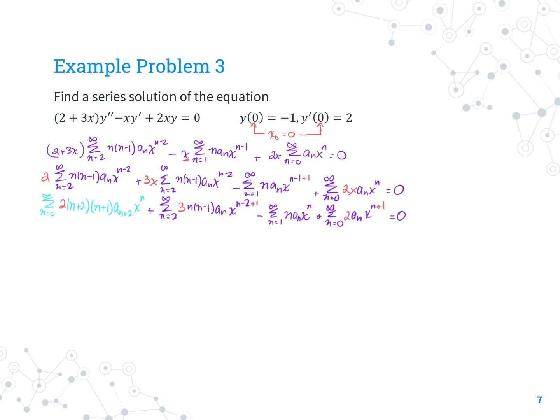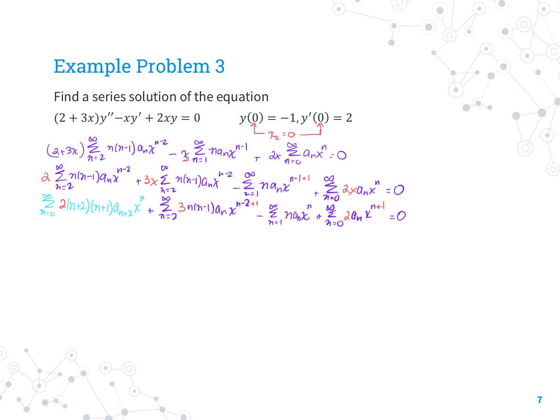So our first one is ready to go. It is the sum from n equals 0 to infinity of 2, n plus 2, n plus 1, a sub n plus 2, x to the n. It's already at an x to the n. We may have to pull out some terms later, but for now, that one is okay. Our third summation, already at x to the n. So where we're going to run into problems is when we look at the second one, which is going to be x to the n minus 1. And this last one, the fourth one, is going to be x to the n plus 1. Both of those are also going to require an index shift.